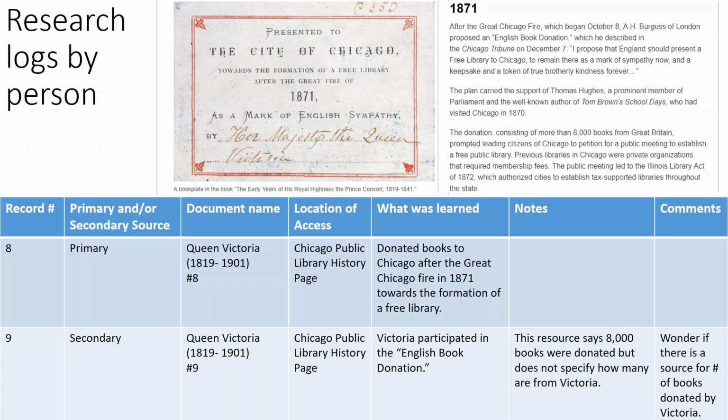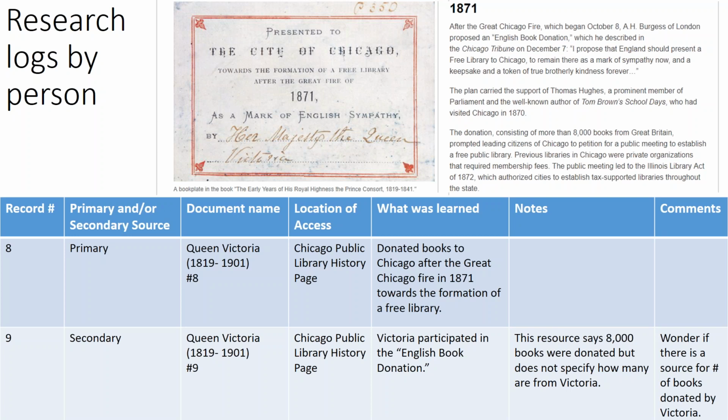So we get to use that comments field as well. As the question may come up, as it did in my mind, I wonder if there is a source that can tell us exactly the number of books that were donated by Queen Victoria to go towards this free library. And so this is an example of a research log about a person. So we're looking at these resources from the perspective of what we can learn about Queen Victoria and what it tells us about her as a person.